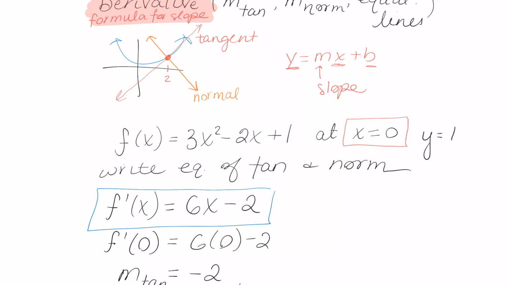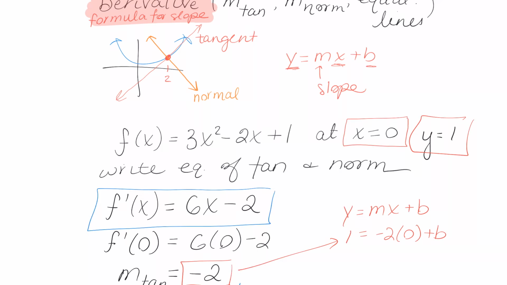Remember we have an x, we have a y, and now we have a slope. So there's two ways we can do this. We can plug everything we know into y equals mx plus b and solve for b and then rewrite. If we do that, we'll have 1 equals negative 2 times 0 plus b. So now we can solve for b and we get 1 equals b. Therefore, the equation of the line is y equals negative 2x plus 1.